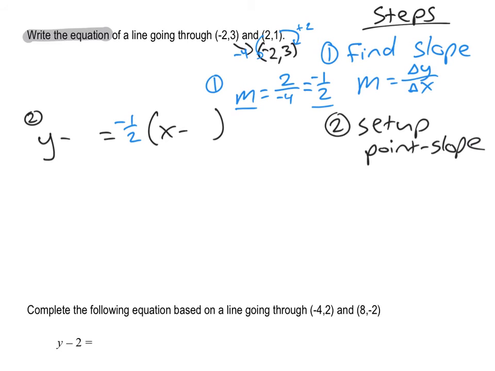Now you have 2 coordinates to choose from. So make sure you choose a pair together. Like if you chose this 3 for this y, make sure you use that x with it. Don't pick and choose from both. Just use one of them. Which one looks easier to work with though? Negative 2, 3 or 2, 1? 2, 1. Good choice. So we're going to use 2, 1 for our given x and given y.